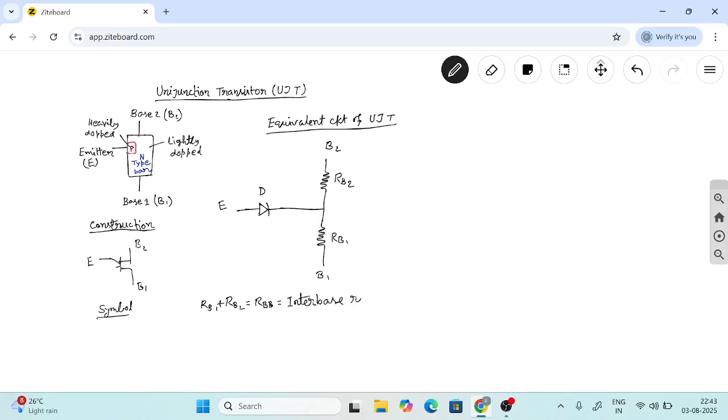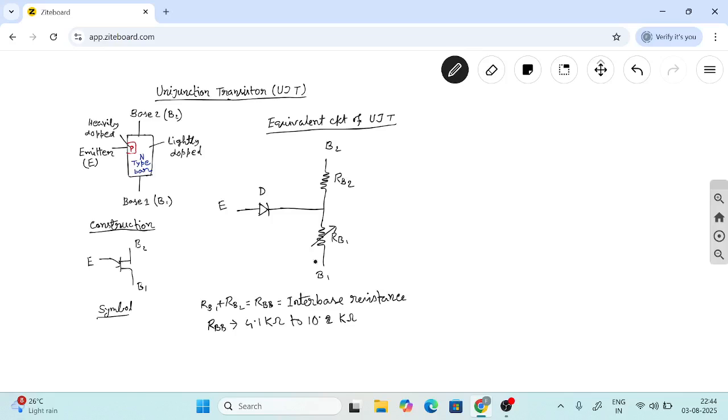The range of inter-base resistance is 4.1 kilo ohm to 10.2 kilo ohm. And here RB1 is the variable resistance.